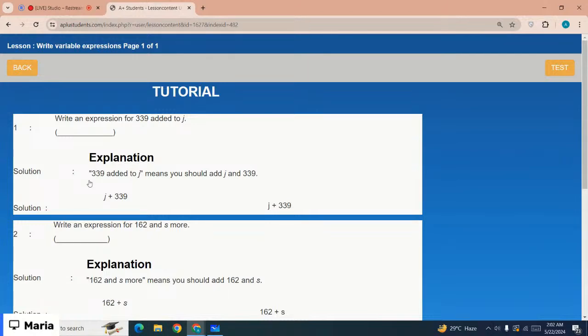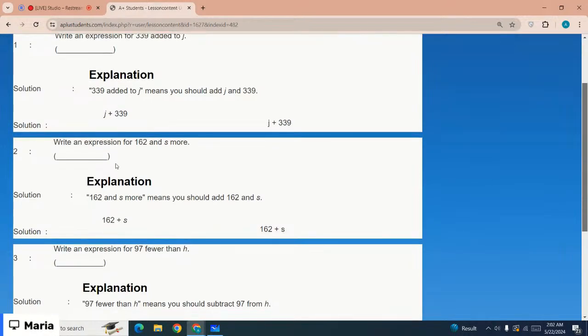Write an expression for 339 added to j. So that is given in the sentence form, right? You have to write it down using the mathematical operations. 339 added to j, you can write it as j plus 339, right? J plus 339. So you have to read the sentence, then you have to write it in mathematical form. That means with the mathematical expressions, mathematical operations, right?